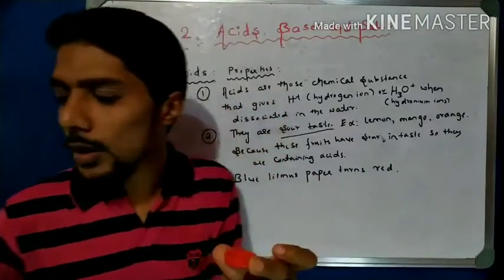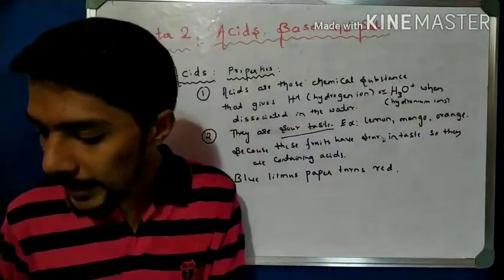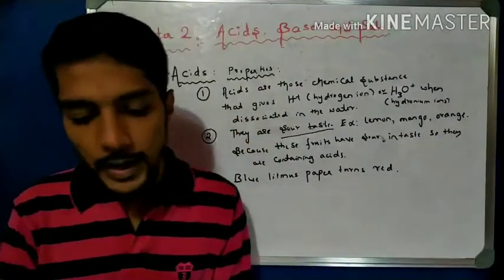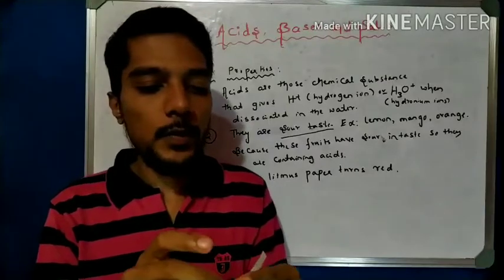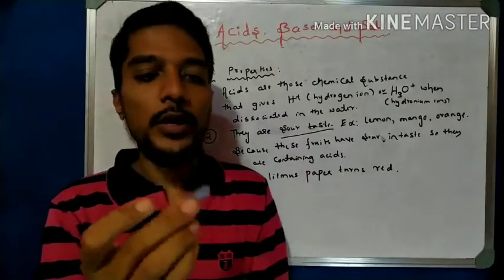Now I want to confirm whether the given substance is an acid or a base. So simply I take a litmus paper. Which litmus paper? I take a small blue litmus paper.